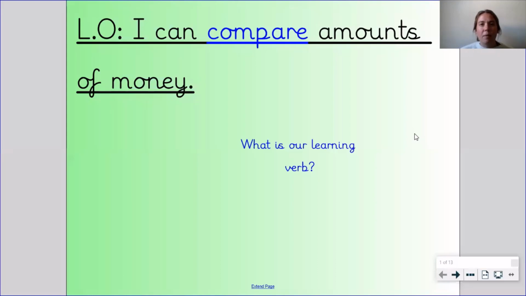Today our LO is I can compare amounts of money. Our learning verb there being compare, which means we're going to be looking at two or more amounts of money to decide which one is bigger, which one is smaller, and seeing in what order they might go.